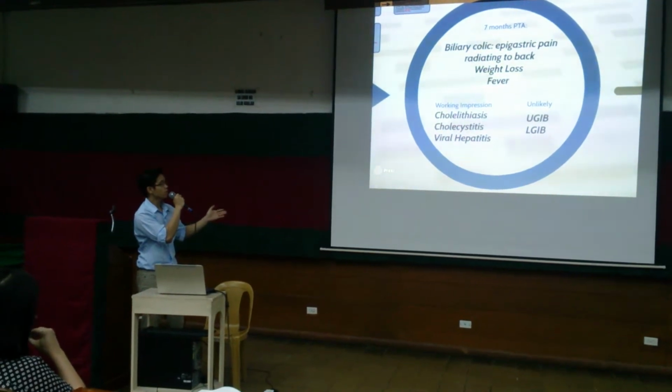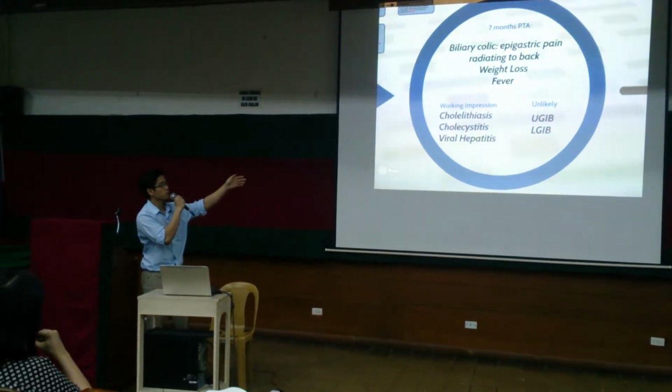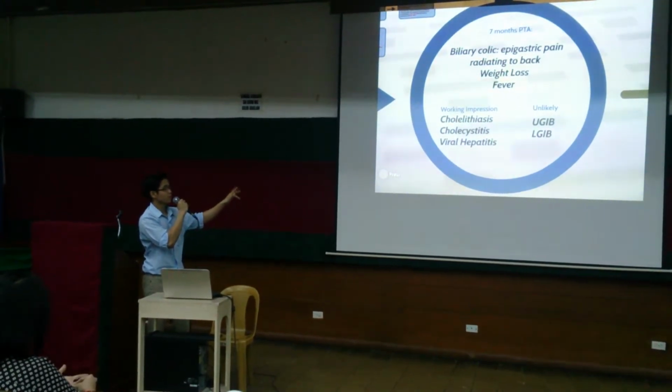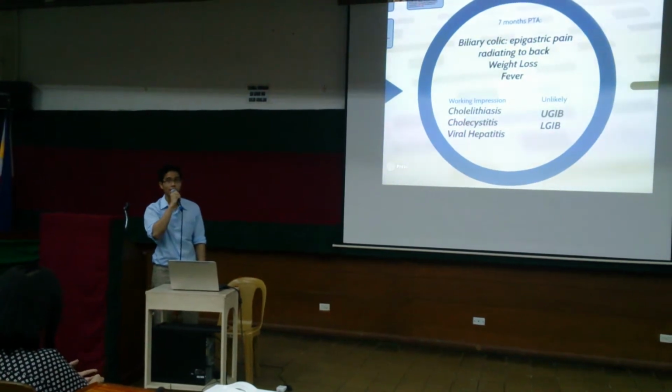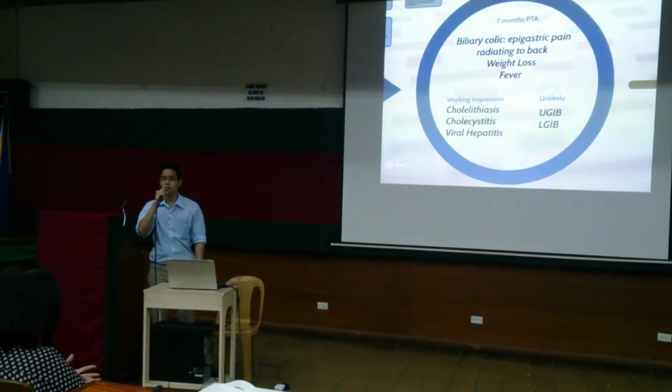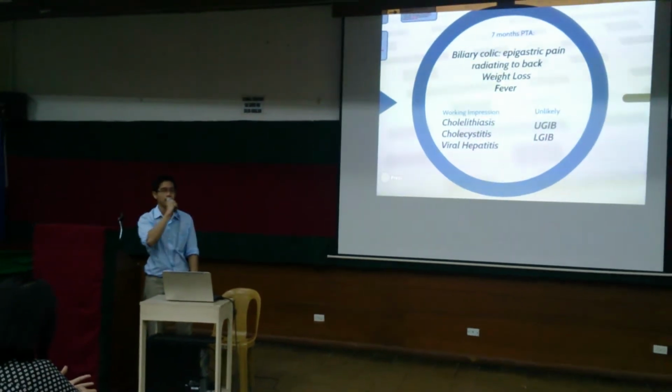Currently, my working impression at this time was cholelithiasis with cholecystitis because of the history of fever, and at the same time viral hepatitis. Noted at this time was that there was no history of melena and hematochezia. That means it's kind of unlikely to have an upper GI bleeding or a lower GI bleeding.